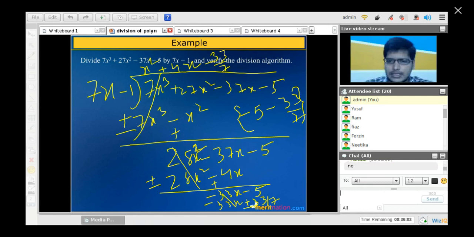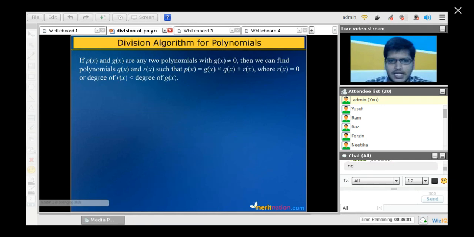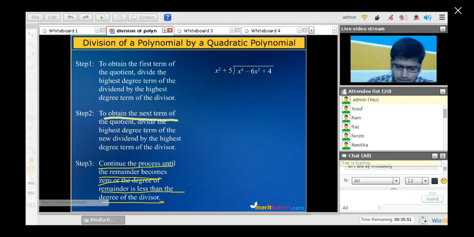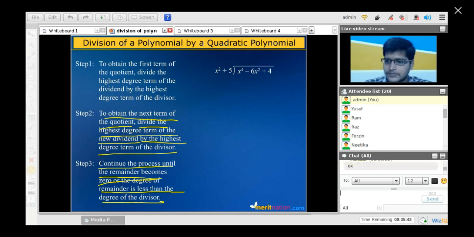I hope you haven't seen the statement earlier. Observe this. Continue the process until the remainder becomes 0 or the degree of the remainder is less than the degree of the divisor. If it is not, to obtain the next term of the quotient, divide the highest degree term of the new dividend by the highest degree term of the divisor. Isn't it? These are the statements which are very important, guys.